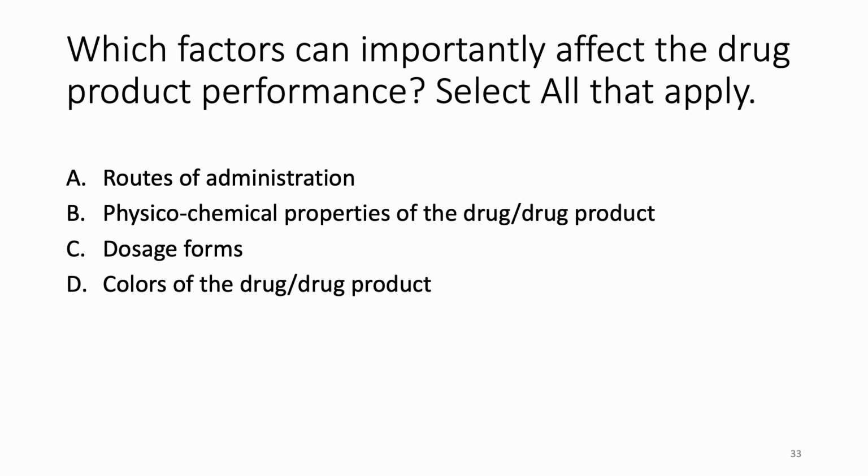Question: which factors can importantly affect the drug product performance? Select all that apply. A. Routes of administration, B. Physical chemical properties of the drug or drug product, C. Dosage forms, D. Colors of the drug or drug product. You have 20 seconds to answer this question.